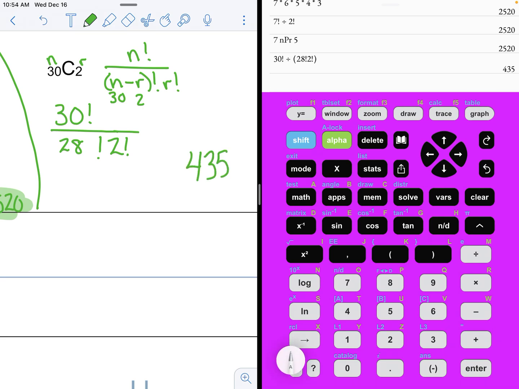Now I could apply this. I could just make a word problem out of this. This would be like if I have a group of 30 people, how many groups of 2 exist within 30 people? So only 435.